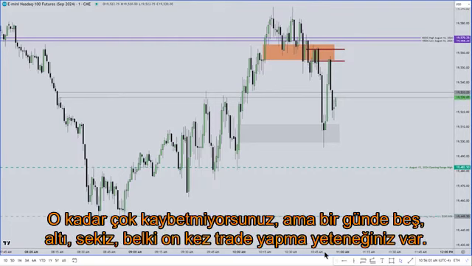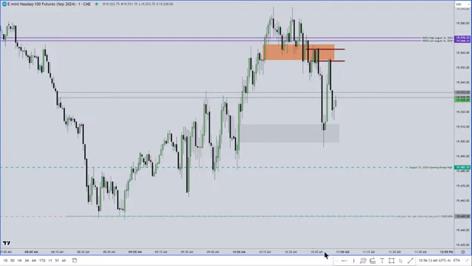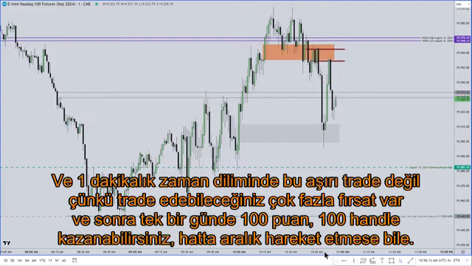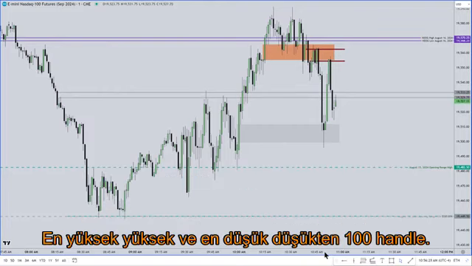Not that you lose that much, but you have the ability to trade 5, 6, 8, maybe 10 times in a day. And on a 1 minute time frame, that's not over trading, because there are so many opportunities that you can trade. And then you can be making 100 points, 100 handles in a single day, even if the range doesn't move 100 handles from the highest high to the lowest low.